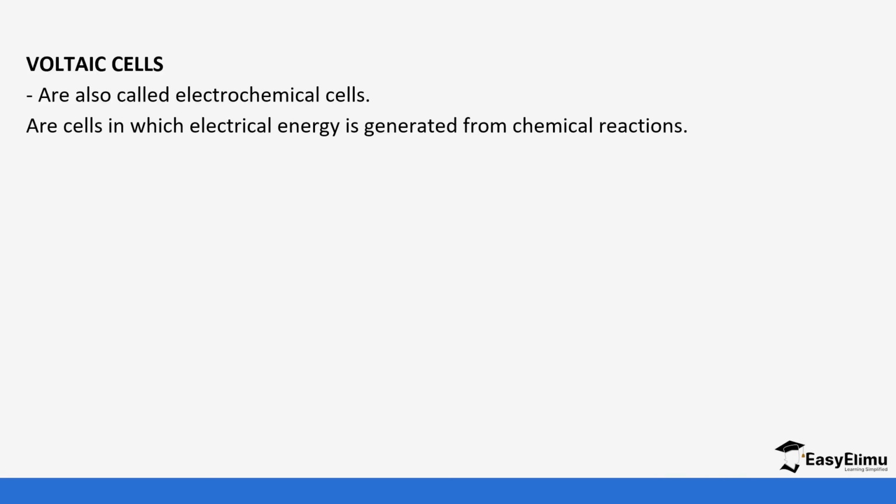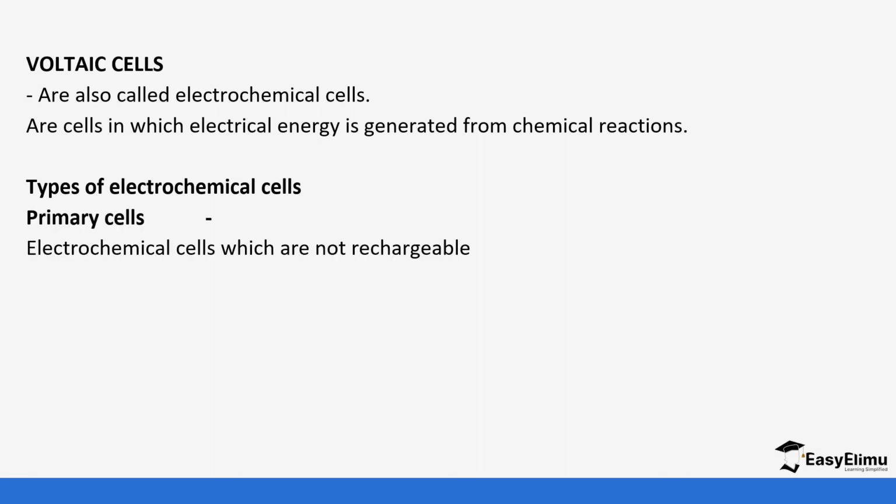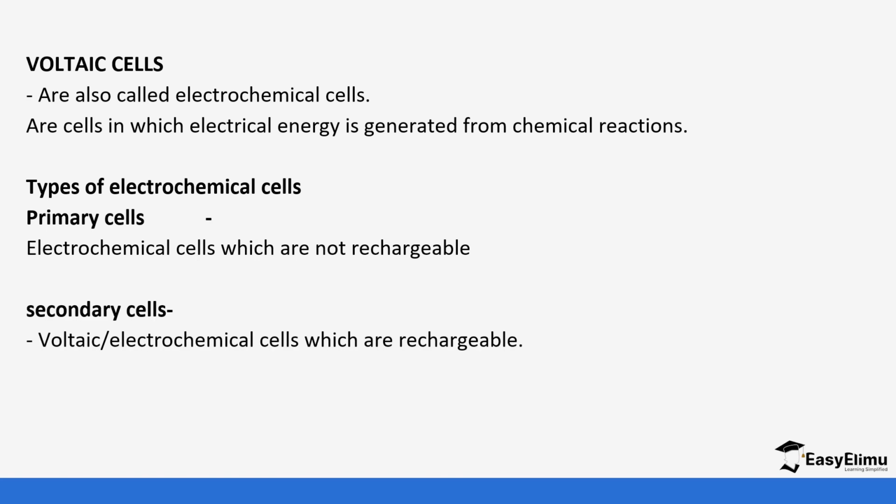So voltaic cells are also called electrochemical cells. They are cells in which electrical energy is generated from chemical reactions. There are usually two types of electrochemical cells. We have the primary cells, which are not rechargeable, and then we have the secondary cells, which can be recharged. When you look at the primary cells, dry cells usually are primary cells.